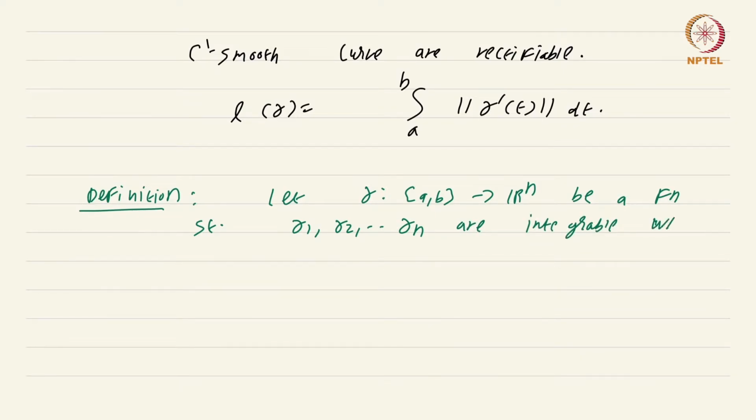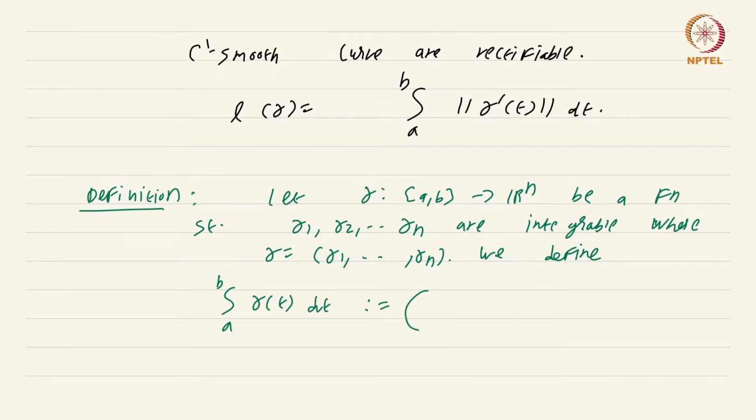Where gamma is nothing but gamma 1 to gamma n. So I'm taking a function gamma, writing the coordinates as gamma 1 to gamma n. I'm assuming that the coordinates are integrable. Then we define the integral from a to b of gamma of t dt to be, by definition, just the vector: integral a to b gamma 1, integral a to b gamma 2, dot dot dot, integral a to b gamma n. You just integrate coordinate-wise.